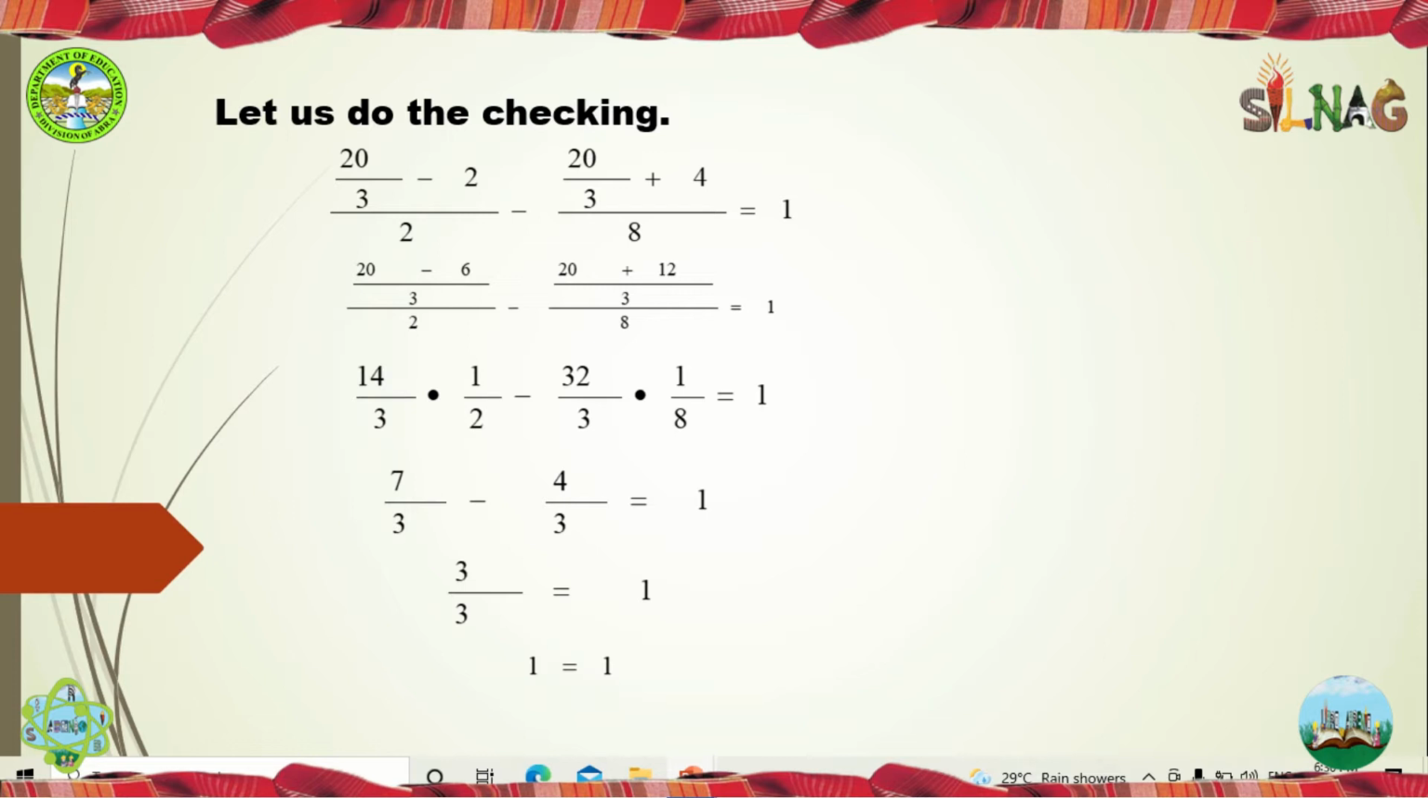Then we simplify the left side. 7 over 3 minus 4 over 3 is equal to 3 over 3. And then 3 divided by 3 is 1. The two sides are equal. Therefore, we can say that 20 over 3 is a solution of the given equation.